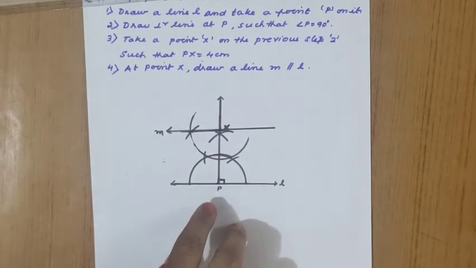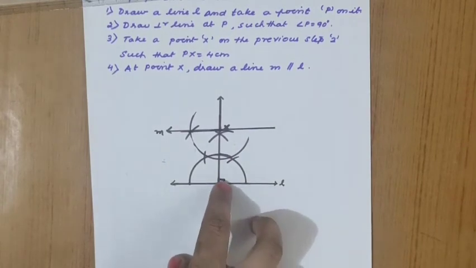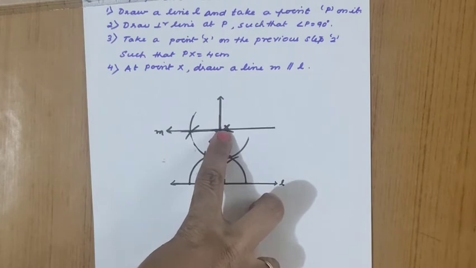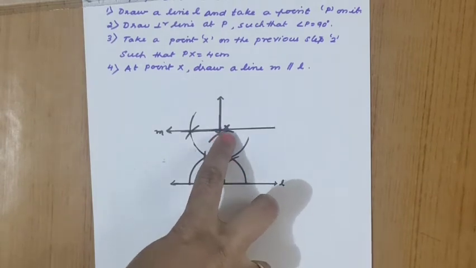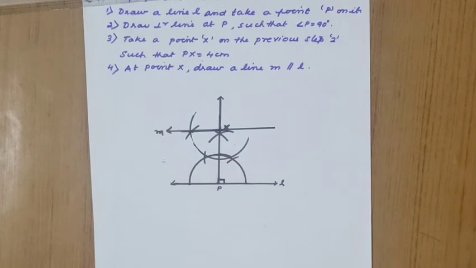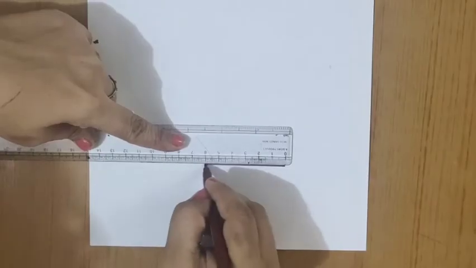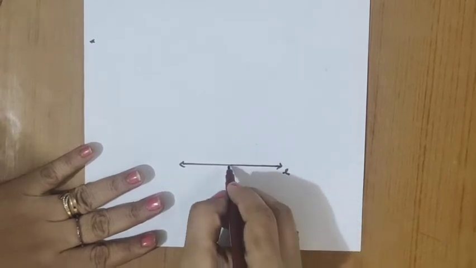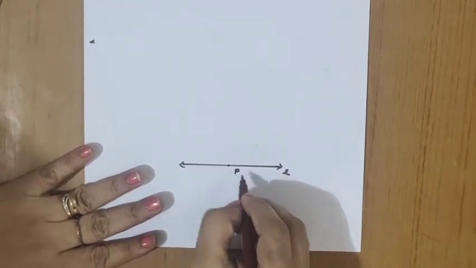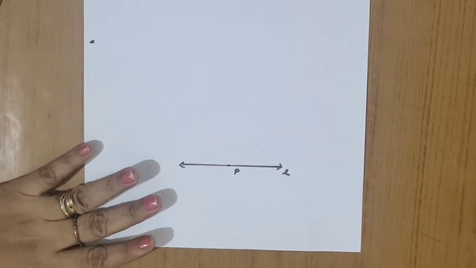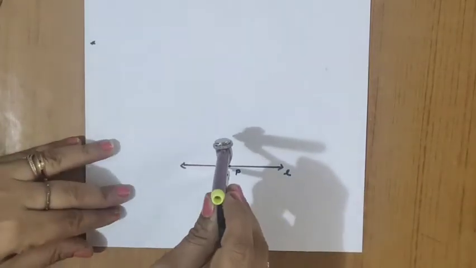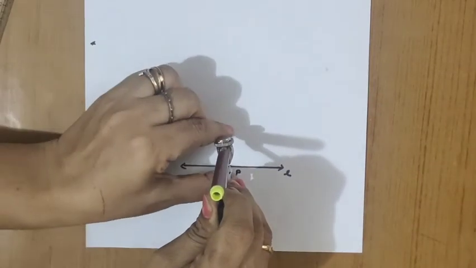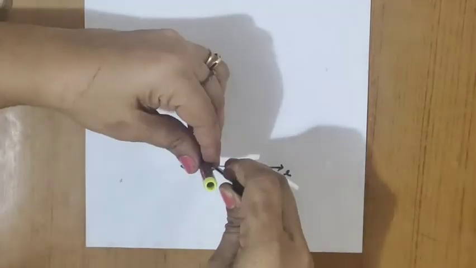So what we have done here: first a line, then a 90-degree construction. On that, x is taken, it is 4 centimeter. At x we have to draw the parallel line by using which property? Alternate interior angle property. It's marked as L, and take a point P on that. So now we have to construct which angle? 90 degree. So we are drawing an arc here, small radius.